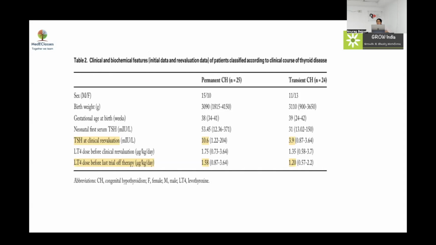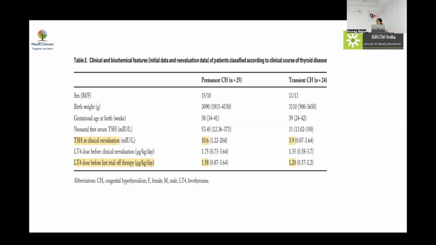On comparing the parameters of permanent congenital hypothyroidism and transient, there was no difference in sex, birth weight, or gestational age at birth. However, the neonatal first serum TSH was higher in permanent congenital hypothyroidism compared to transient. TSH at clinical reevaluation, that is after stopping the therapy at 3 years of age, was also higher in the permanent group. And the LT4 dose before the last trial of the therapy was also higher in the permanent group compared to transient.